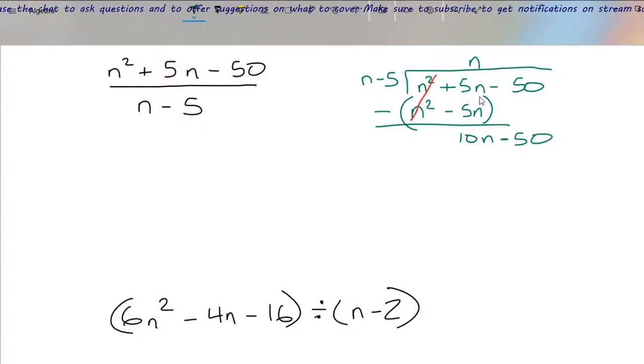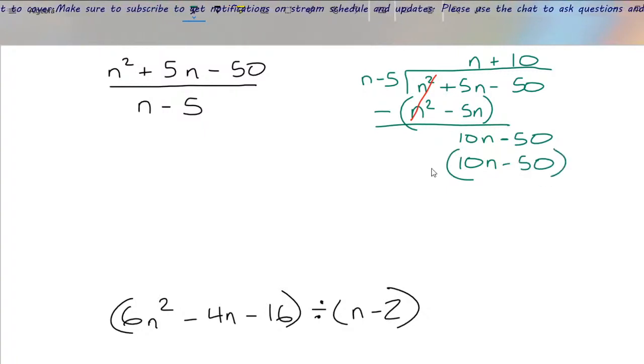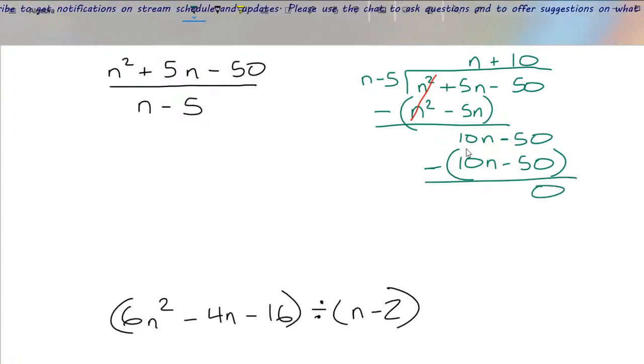And then we need to ask again, what do we need to multiply n by to get to 10n? Well, we're going to multiply that by positive 10. So 10 times n is going to be 10n. 10 times negative 5 is going to be negative 50. And then we're going to subtract that away. So if I take this polynomial and subtract the exact same thing away from it, it's just going to cancel out. So we're not going to have anything left because 10n minus 10n is 0. Negative 50 minus negative 50, so positive 50 minus 50, would give us 0. So we don't have a remainder. So then my answer would be just n plus 10.